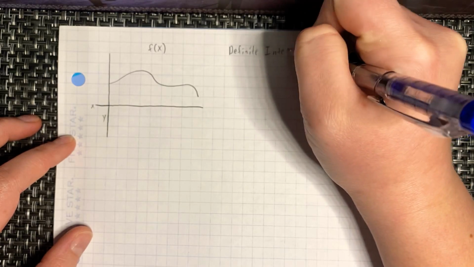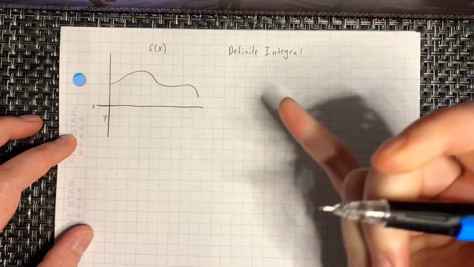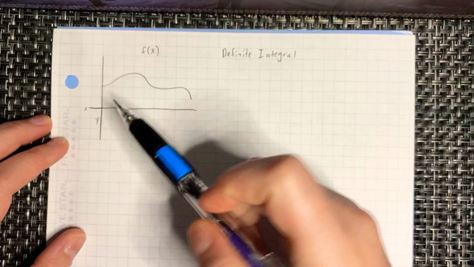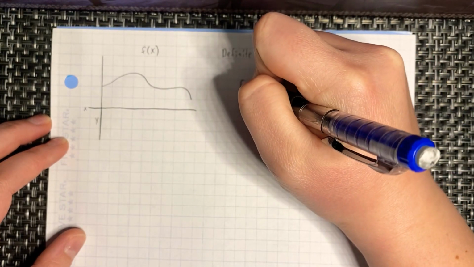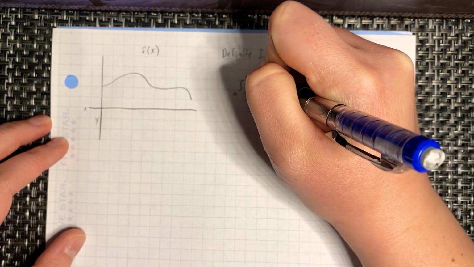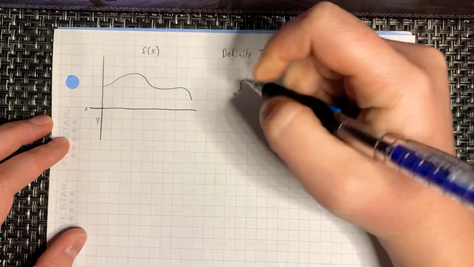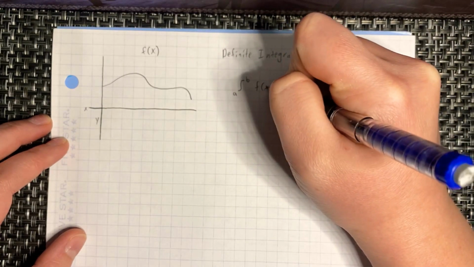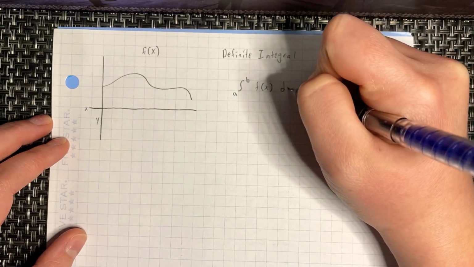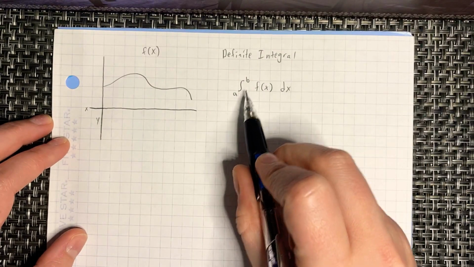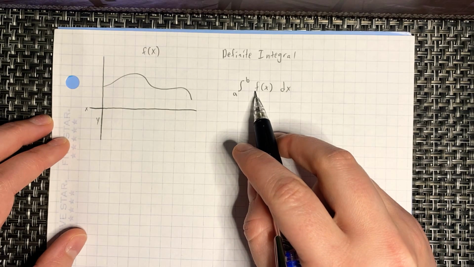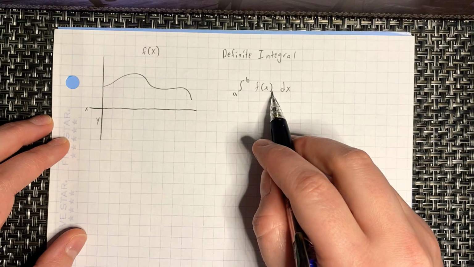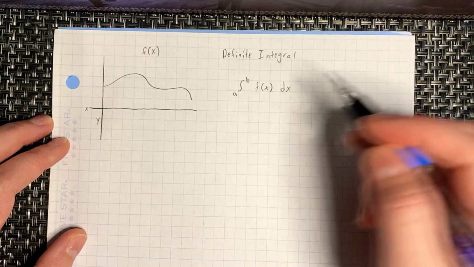Integral. And the way it looks is, I drew out f(x) here. So if I wanted to do an integral from a to b of f(x) dx, that's how you write it out. You have the integral symbol and a dx at the end. And that means I'm going to be taking the integral of this function between the points a and b.